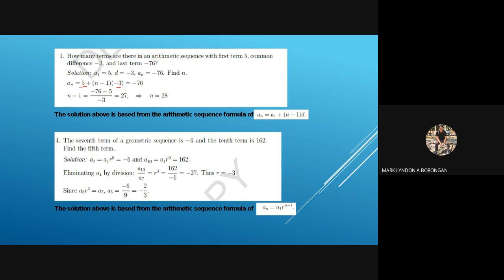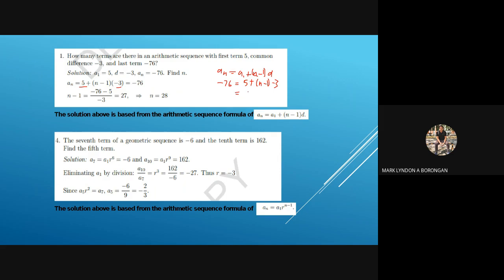Dayon, equate nimo siya og -76 because mao man na imuhang a sub n. Okay? So now, ako siya i-rewrite ha. So imong a sub n is equal to a sub 1 plus n minus 1 times d. Then ang a sub n nimo will be -76 is equal to a sub 1 which is 5 plus n minus 1 times -3. So ana ra siya guys.